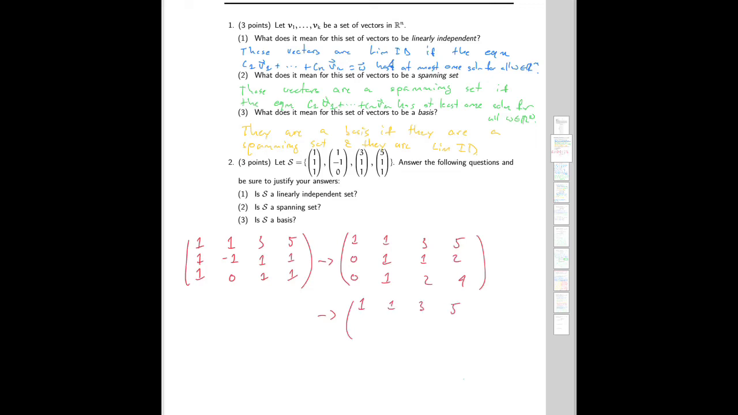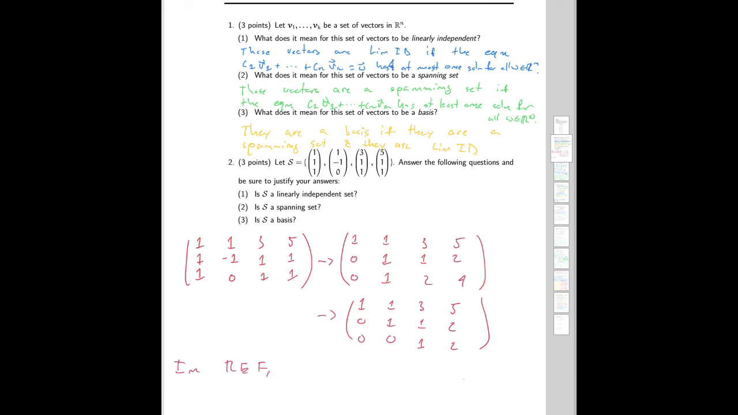So this is 1, 1, 3, 5, 0, 1, 1, 2. 0 minus 0 is 0. 1 minus 1 is 0. 2 minus 1 is 1. 4 minus 2 is 2. Okay, so this is in row echelon form.